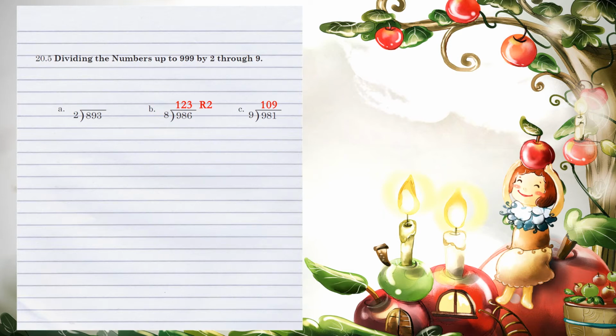2 can go into 13 6 times. 6 times 2 is 12. When we subtract, we get a remainder of 1. So our final answer is 446, remainder 1.